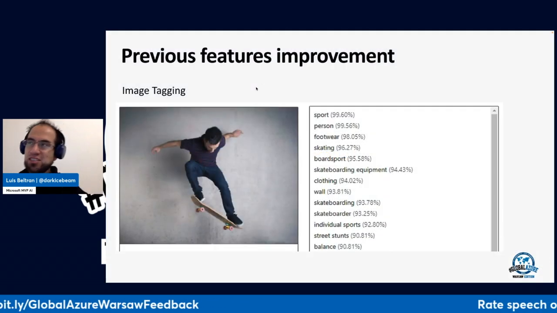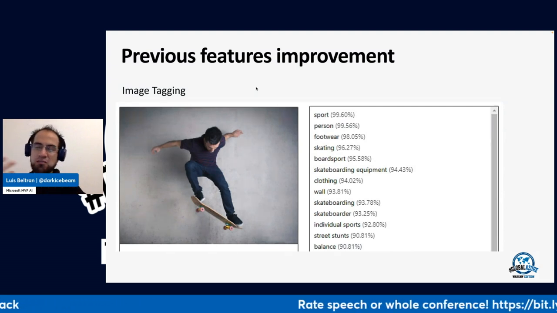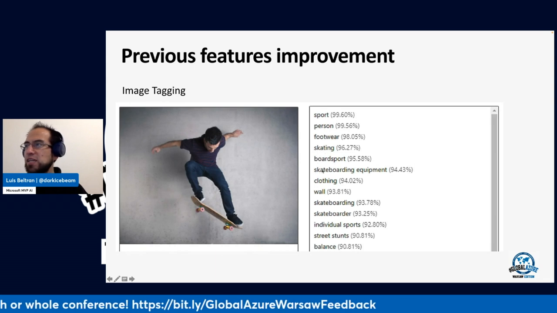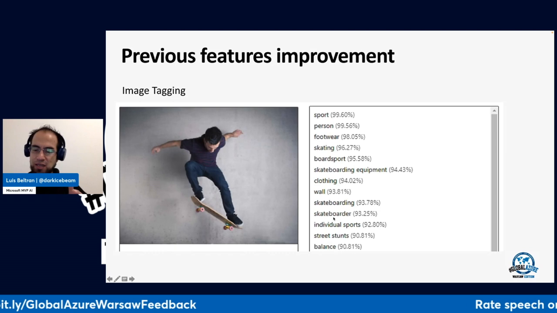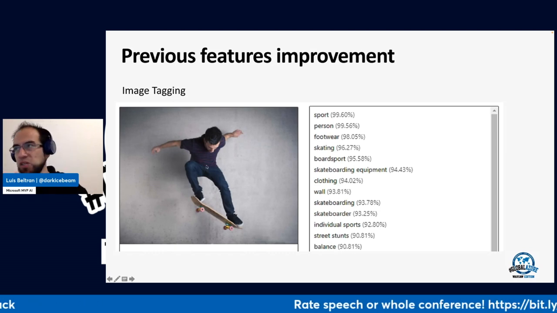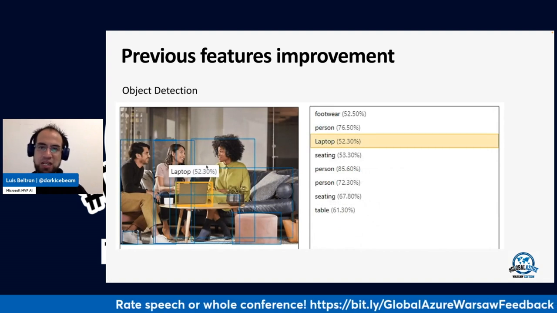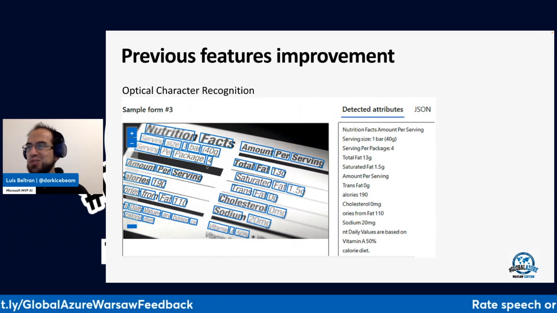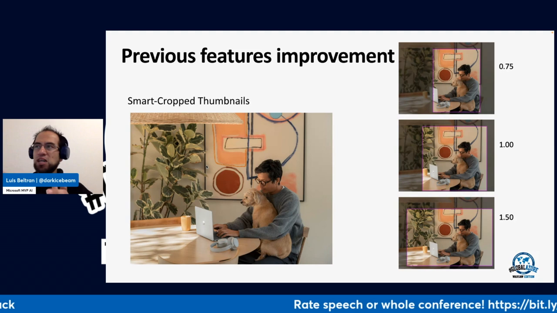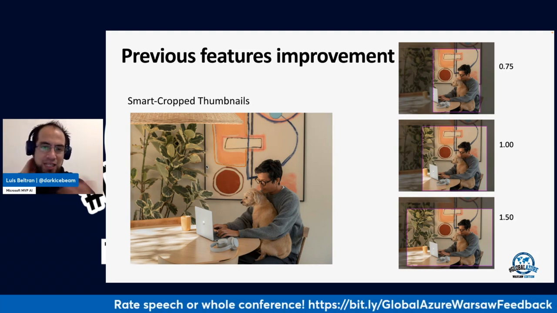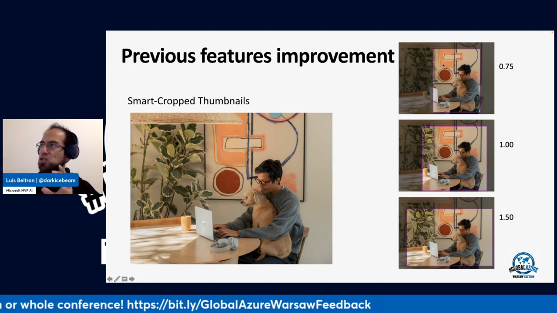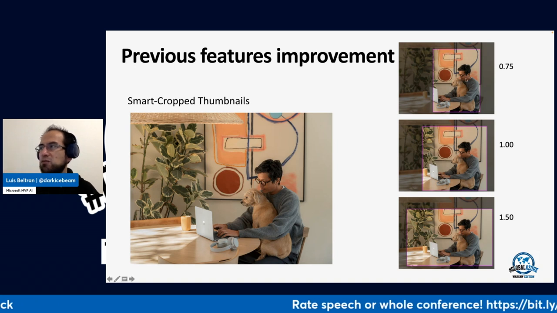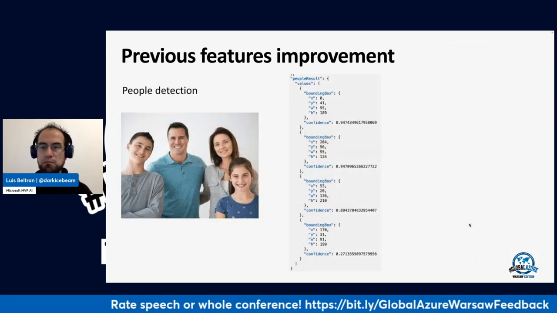Okay, and the rest are some other capabilities like image tagging, which detects objects but also includes actions, for example skateboarding, right? Not only objects, but also actions that are happening in the picture. Object detection, which we have seen before, but it has been improved. OCR was also there, but it is also improved or better. Smart crop thumbnails, which is a bit similar to the background removal in the sense that it gives you a bounding box of the main thing happening in the picture, and we can get different aspect ratios, right? And of course, people detection.